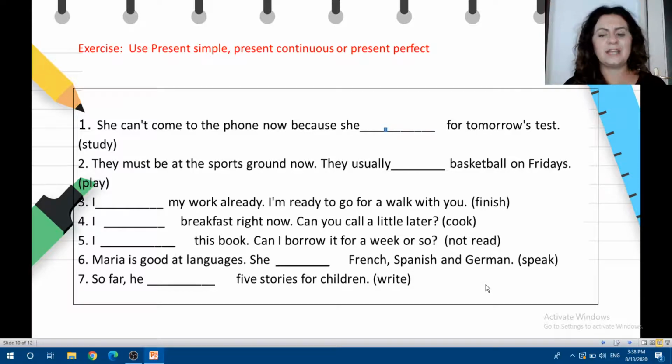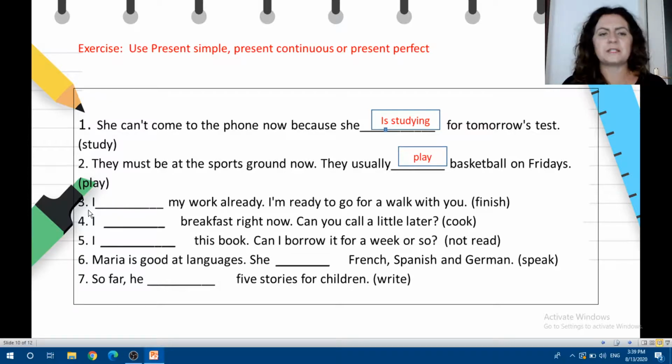Now, let's check the answers. She can't come to the phone now because she's studying for tomorrow's test. Here we use is studying because it is a situation that is happening around now. They must be at the sports ground now. They usually play basketball on Fridays. We use the present simple tense because we have usually in the sentence and it refers to repeated activity.